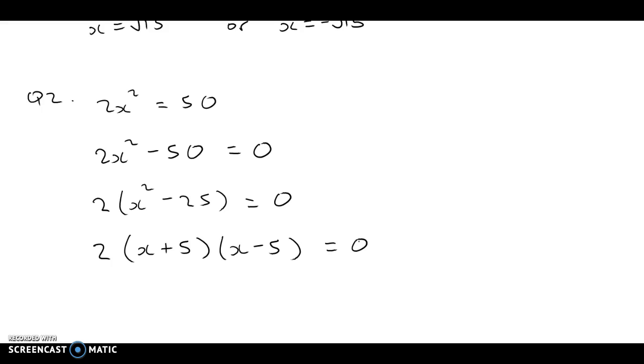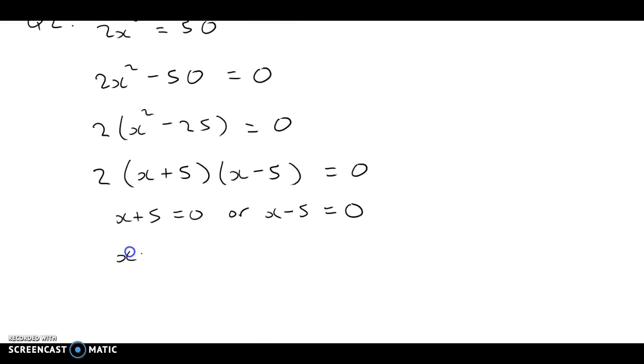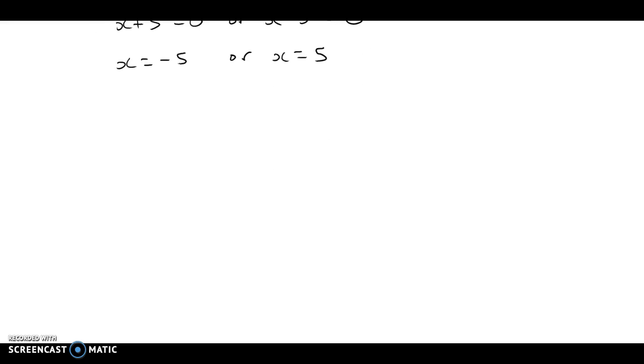which will give us x plus 5 equals 0 or x minus 5 equals 0. And then x equals minus 5 or x equals 5. Alrighty, let's have a look at one more. Question 3.